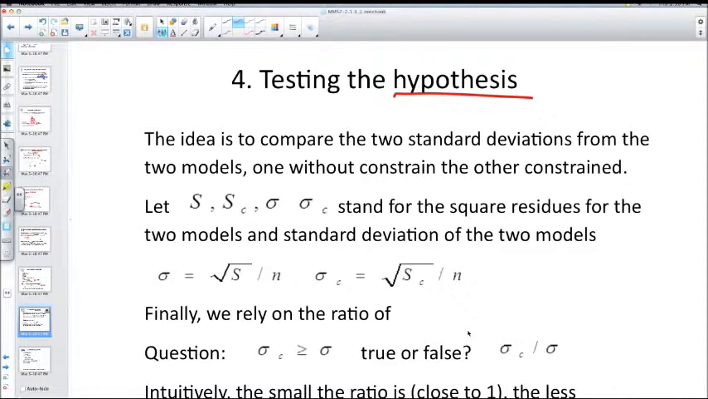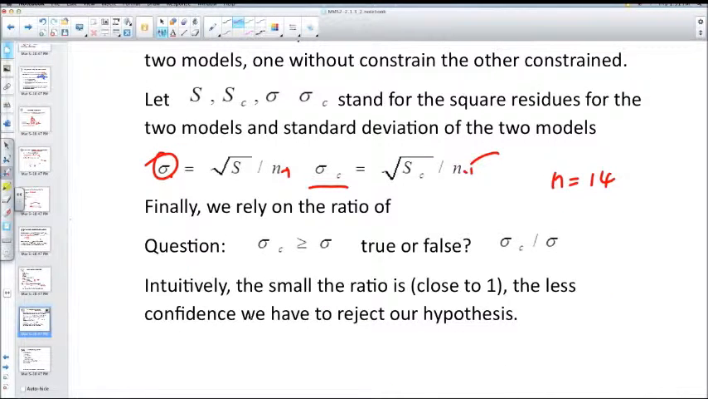There are all different statistical methods. Here we only look at one. What do we look at? It's the deviation, without the constraint and with the constraint. And that's the formula. And your n, actually n minus 1, should be 14. N is 15. Well, then we compare.